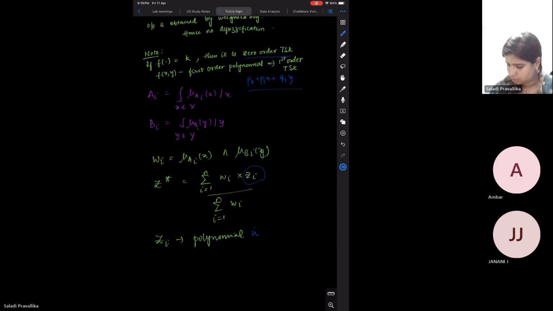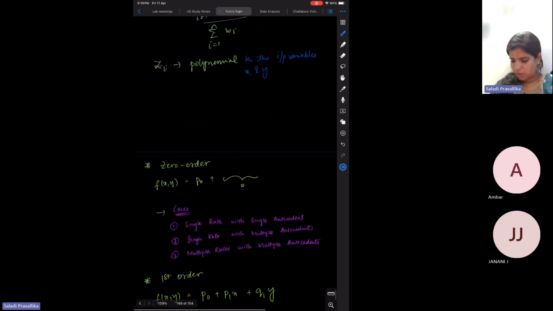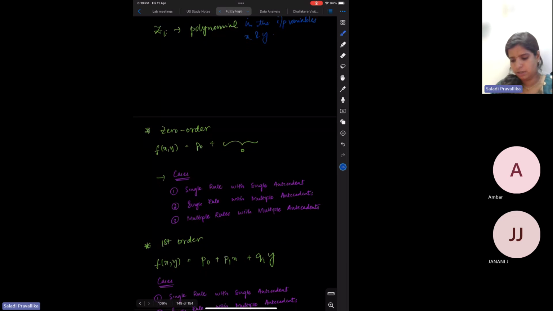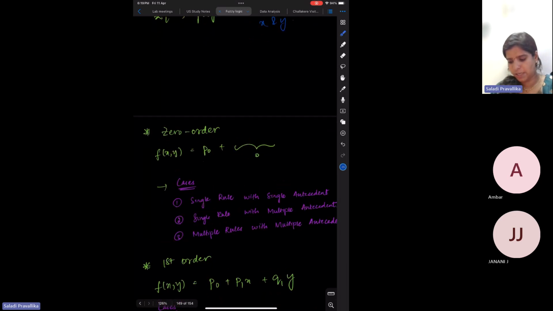Polynomial in the input variables x and y. So this Zi is similar to the f of x comma y that we were writing before. Right? So again, this is the zero order I've written here. Except for p naught, everything else is 0, and so the final output is p naught, which is a constant. That is the zero order TSK fuzzy model.